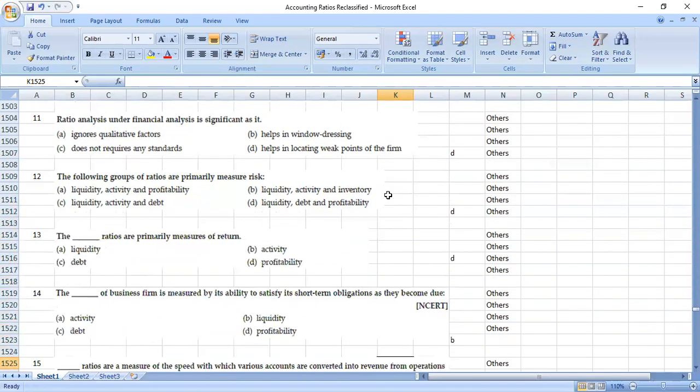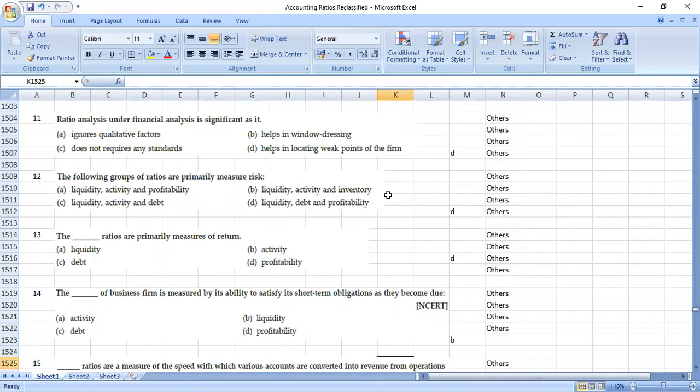Okay. Ratio analysis under financial analysis is significant as it ignores qualitative factors, helps in window dressing, does not require any standards, helps in locating weak points of the firm. D for dog is the correct answer. All the other things are limitations of financial statements or ratio analysis. So all the other things are not there. D only is the correct answer.